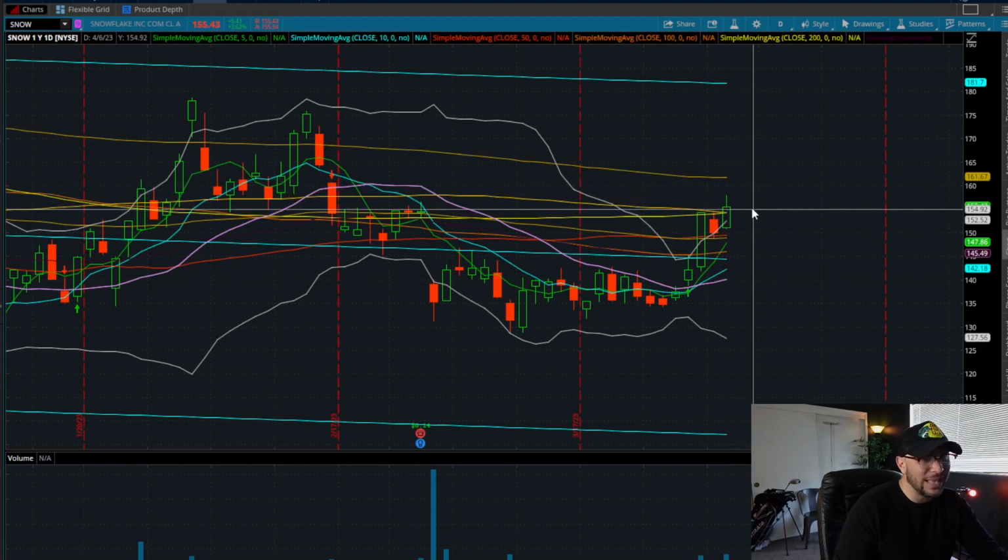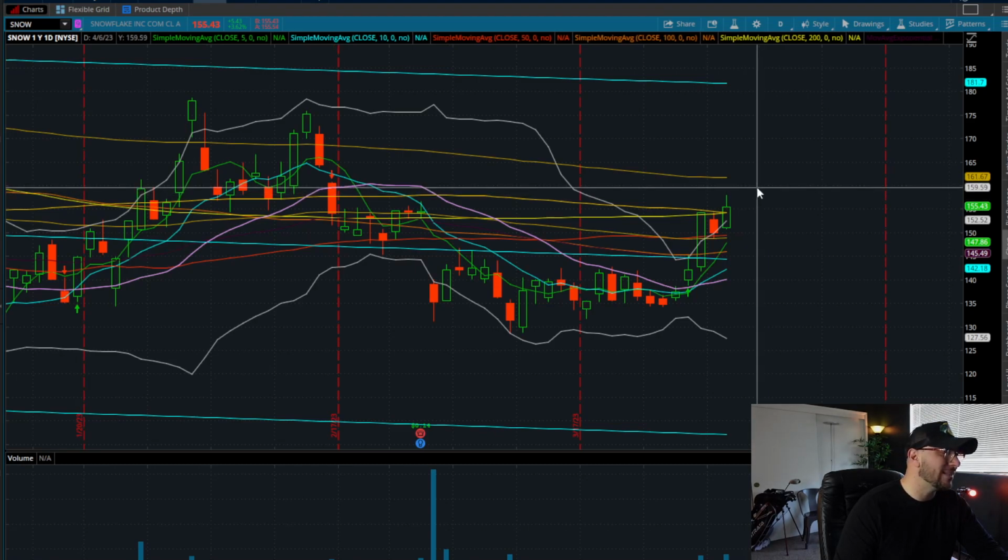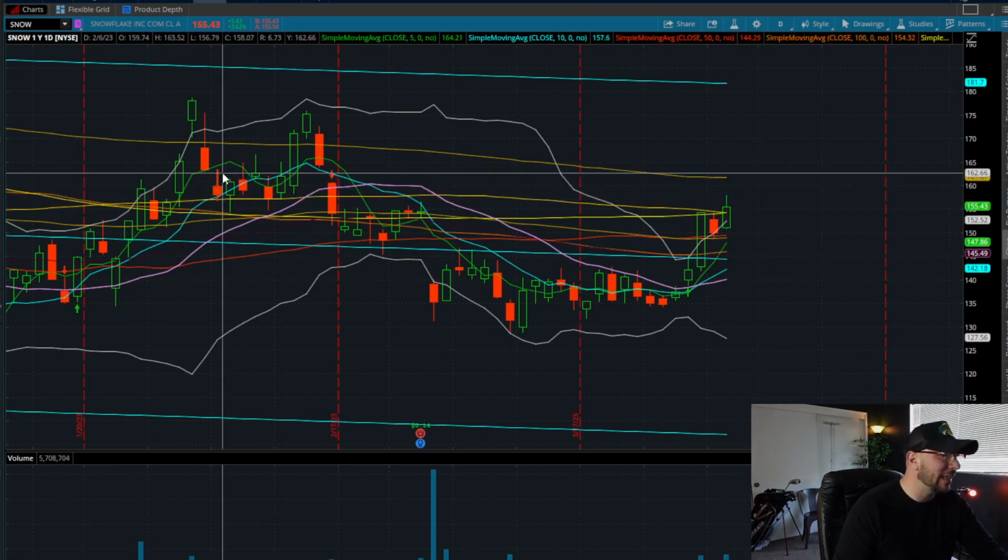Right now, let it pull back, let it consolidate. The next entry for Snow is going to be over 158, and you're going to have room into 160 to 161. So play that accordingly.